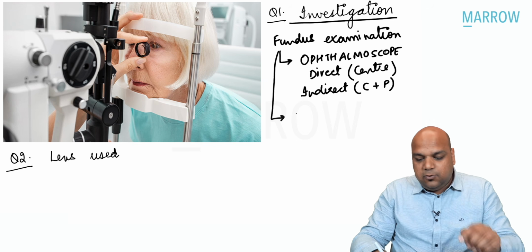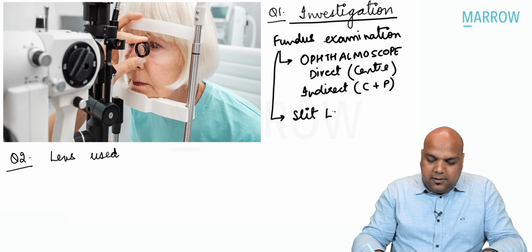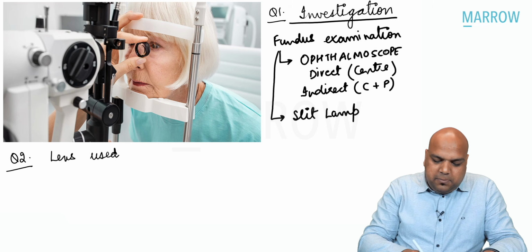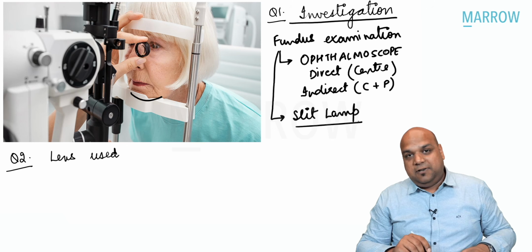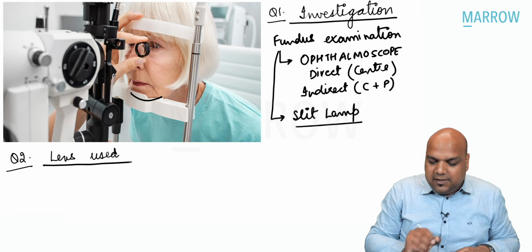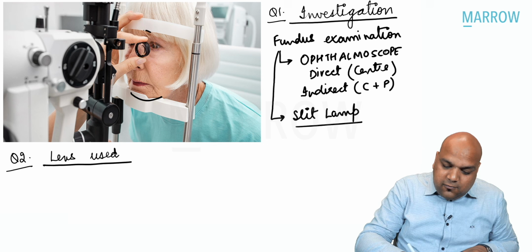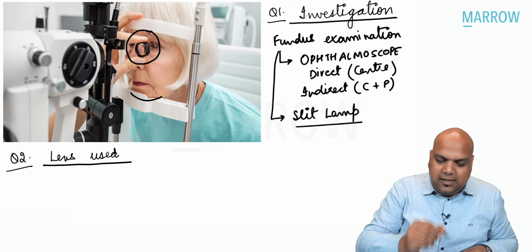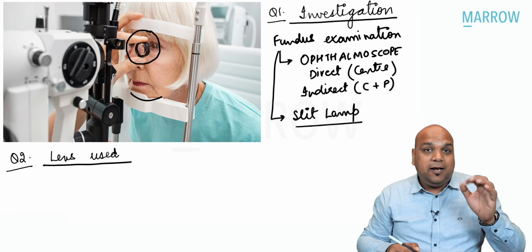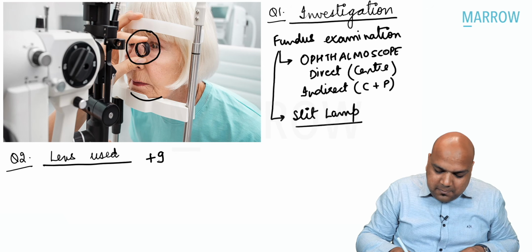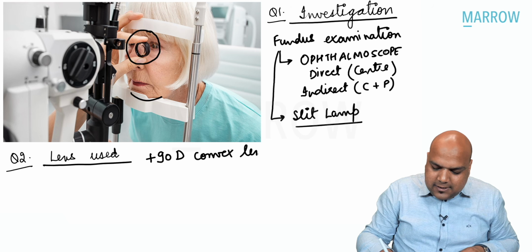The other way is I could examine on a slit lamp. Yes. Can you see the patient is positioned on the slit lamp? And I can examine the fundus by using a specific lens. So that becomes the second question. What is the power of this special lens that the examiner is holding in his or her hand? The answer is it is a plus 90 diopter convex lens.